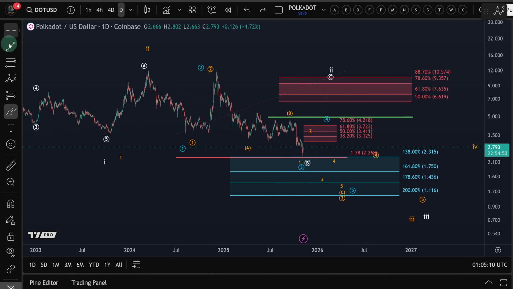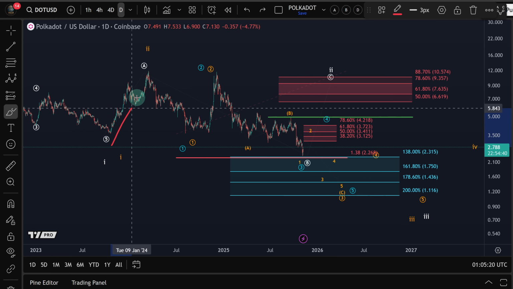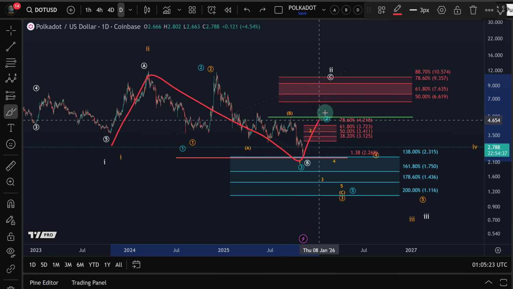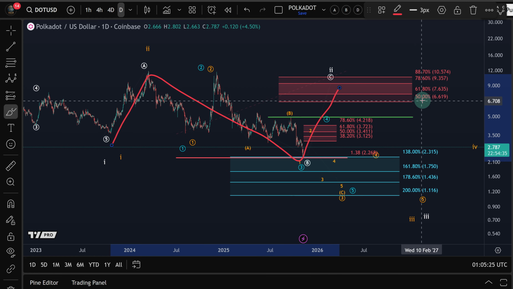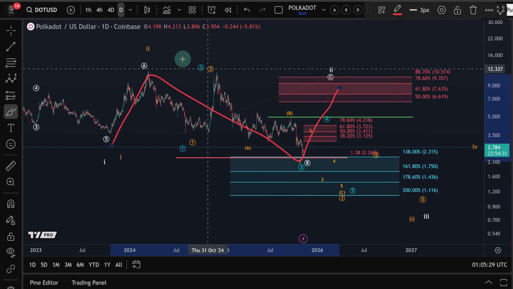Now let's talk about the blue count. In the blue count, we are in a more bearish structure. In the white, all of these structures are not really bullish, but the white count is probably the most bullish one, in which we could get a C wave rally into upper resistance between 662 and 1057 if things go really well.